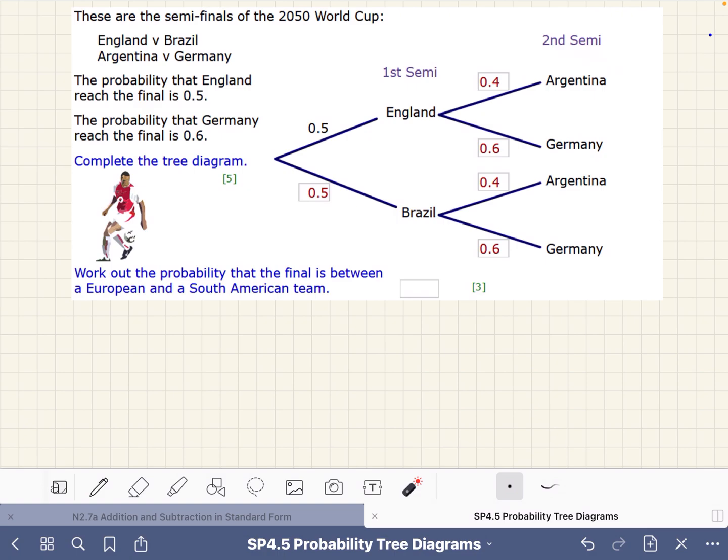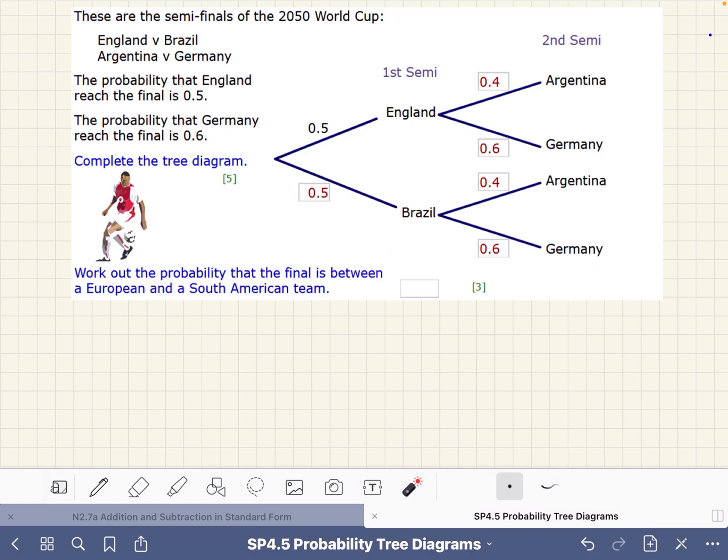The probability that England reach the final is 0.5. Now this branch and that branch must add up to 1, which means if the probability is 0.5 for England winning, that means the probability for Brazil winning is also 0.5, as 0.5 add 0.5 equals 1.